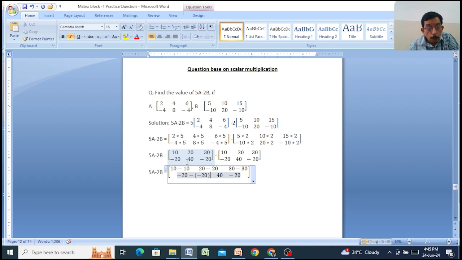In the second row, second column the element is 40 and the corresponding element is also 40. Then 40 minus 40. Now the last element, second row, third column, is minus 20 and the corresponding element is also minus 20, so minus 20 minus minus 20. Now we simplify this matrix in the next step.